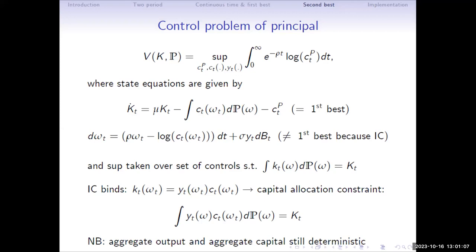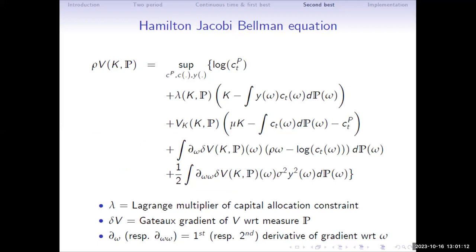Bon. And now comes a horrible Hamilton-Jacobi-Bellman equation. So let's first think about this equation. What would be the equation with only one agent? Well, it would be almost the same. We would have rho v, you know, v is the value function of the principal, is the sup, the log of cp, that's the consumption of the principal. Then, let's neglect for the moment the second line. The second line is just the Lagrange multiplier multiplied by the capital constraint.